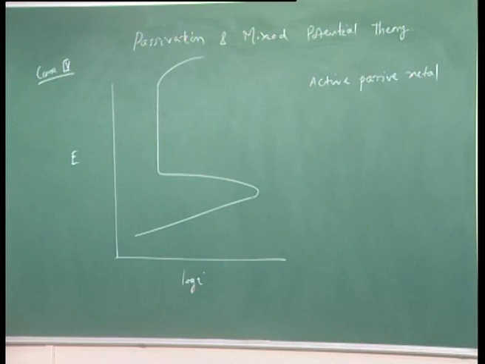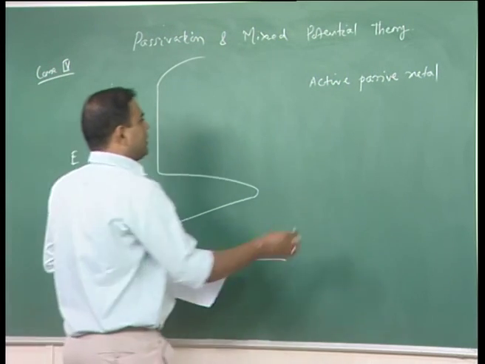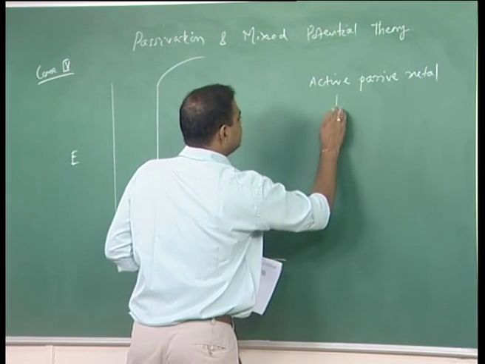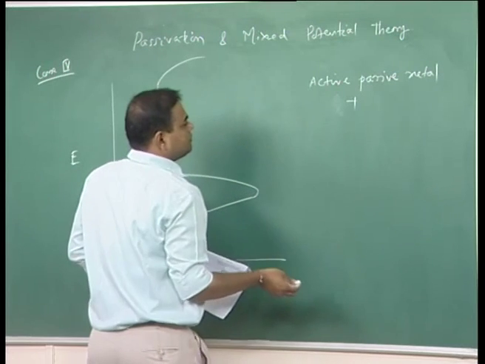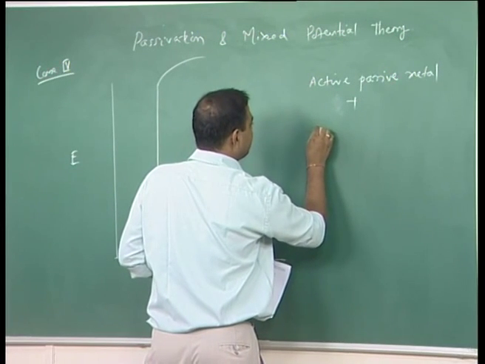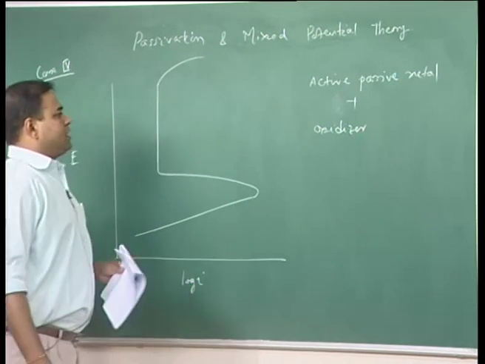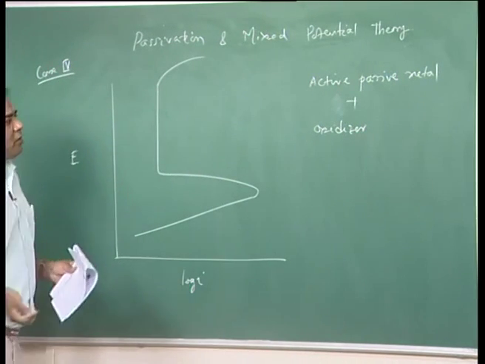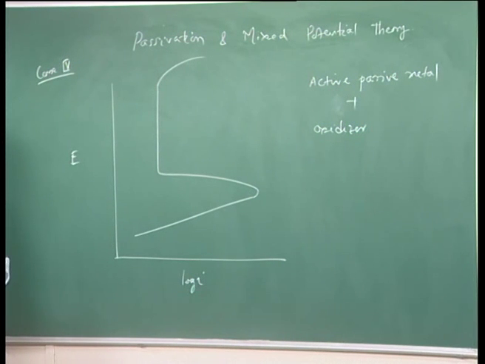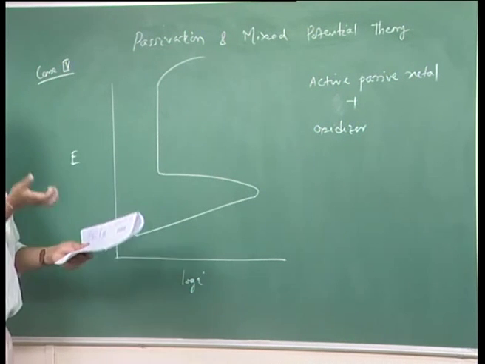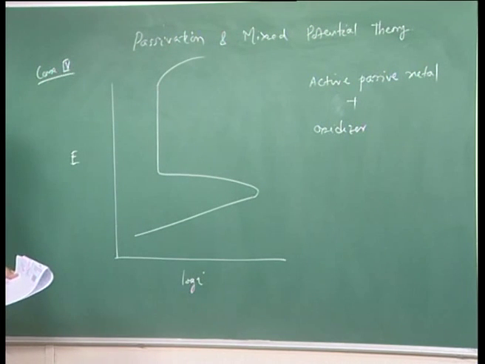Now, this active passive metal you have in that particular aqueous medium or electrolyte. Along with that, you have a cathodic reaction which is coming from some oxidizer, and let us say you keep adding the oxidizer into the solution. That means we are basically increasing the concentration of oxidizer in the solution.